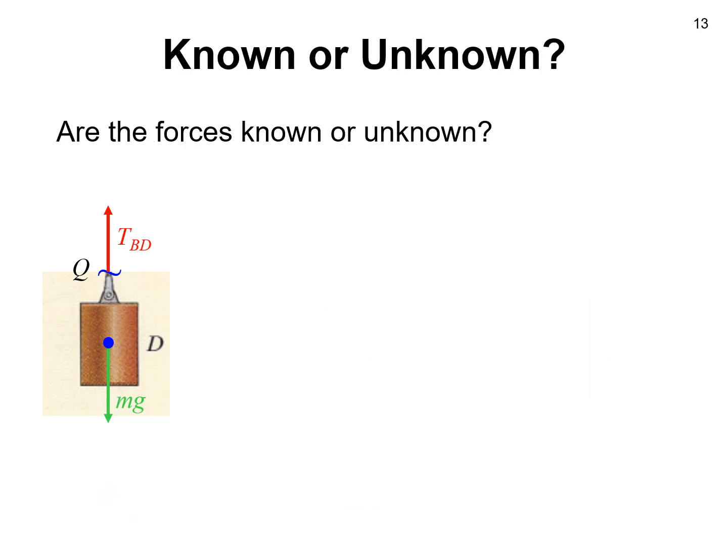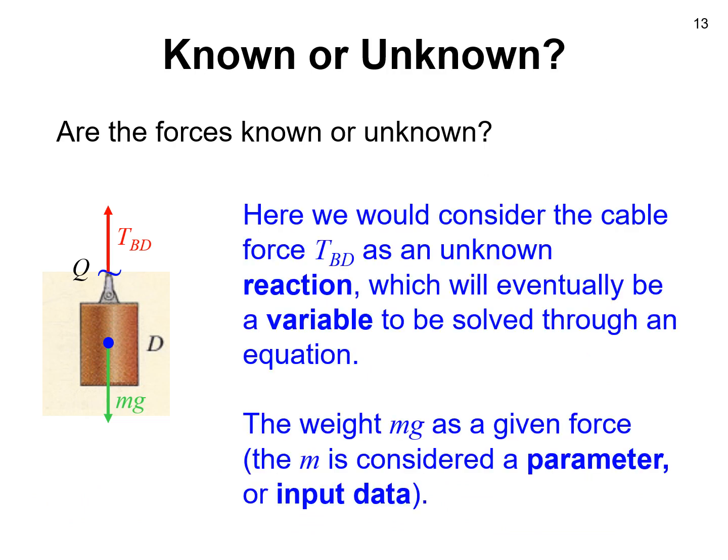So one final thought before we end this module is about known versus unknown forces. This is also a very important thing to consider when we draw a free body diagram. For now, I'll just explain what we think is happening here. The force TBD, which represents the force in the cable, will be here considered an unknown reaction, which will eventually be a variable to be solved through an equation. Whereas the weight, mg, is a given force, and the m can be considered to be a parameter.